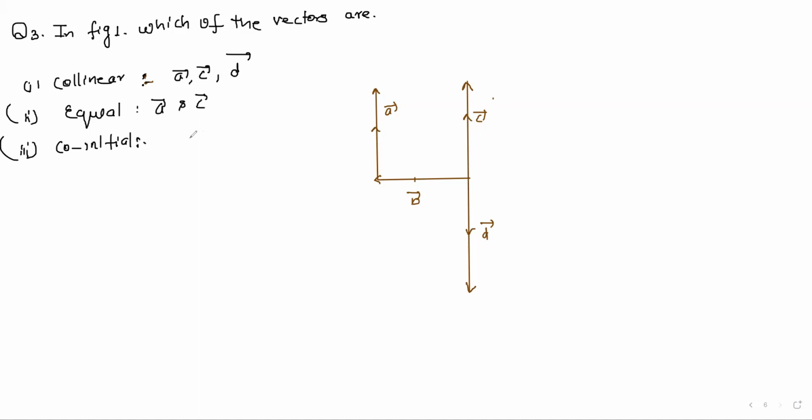Okay, so co-initial means having the same initial point. So the answer for that, co-initial कौन से होंगे vectors? A, B, C, D. A कैसे co-initial हुआ लक्ष्य? लक्ष्य A कैसे co-initial हुआ? Sorry, B, C, D. So the answer is B, C, and D. Maitri, is this clear?